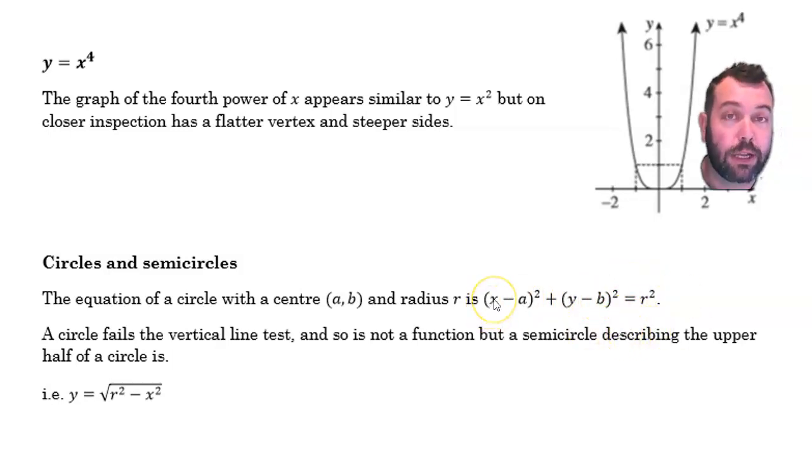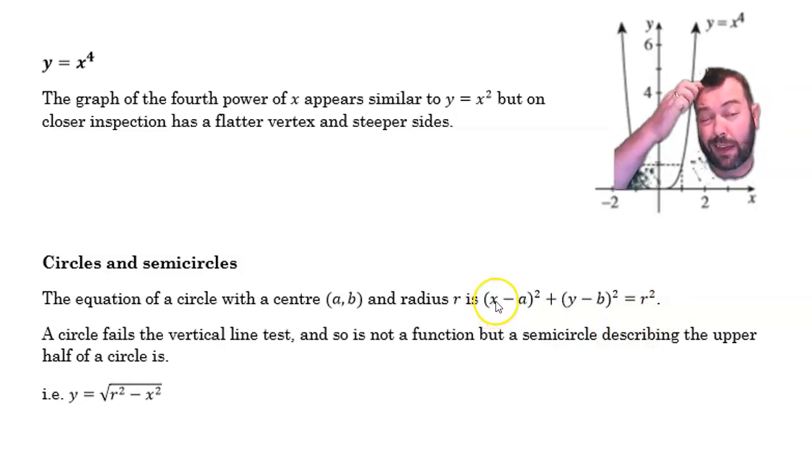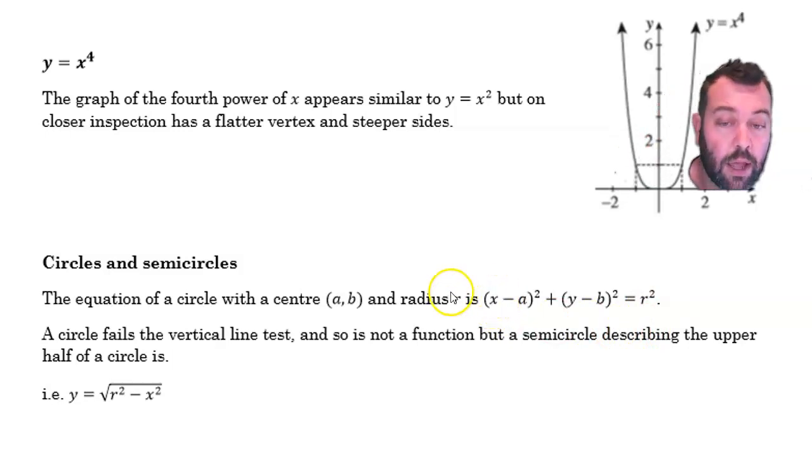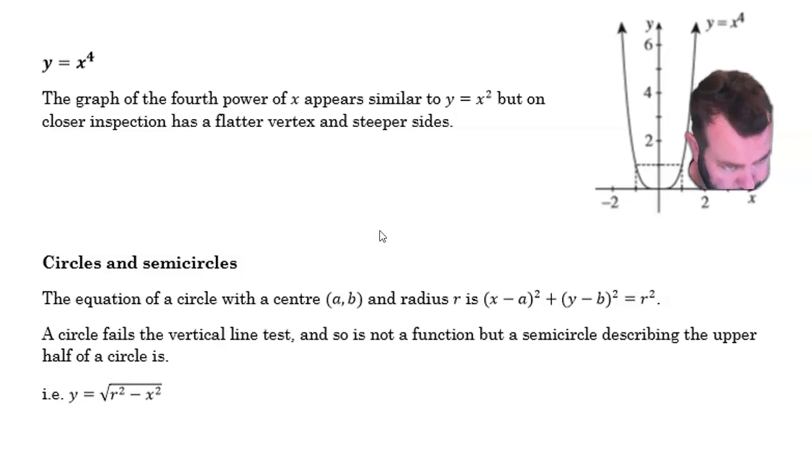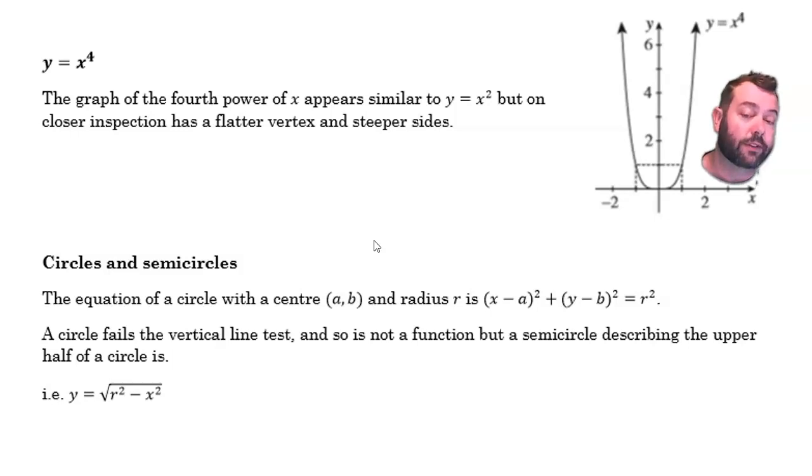There is a relationship here to Pythagoras' theorem as well, and I suppose we'll probably get to that later in this exercise. A circle, of course, will fail the vertical line test. Okay, we know that we could cut that circle twice with a vertical line, but if I just take the upper half of the circle, the top semicircle, then I will have a function, much like we did with y equals the square root of x.